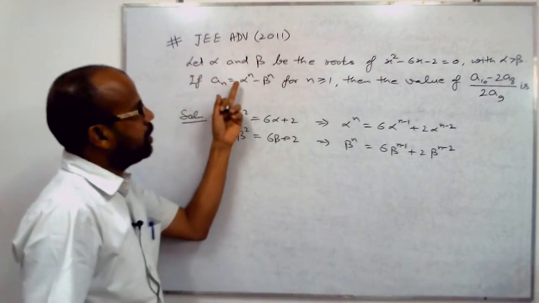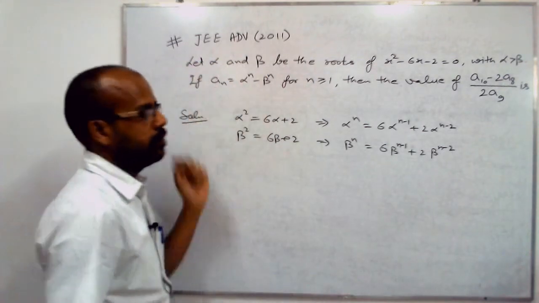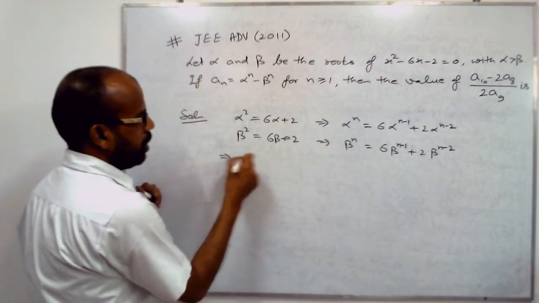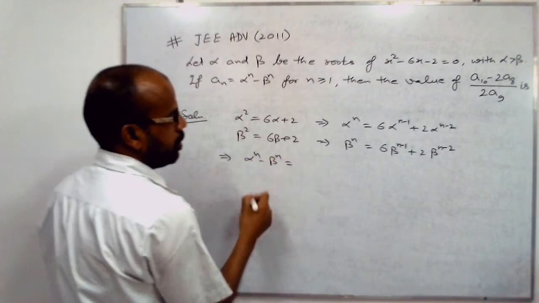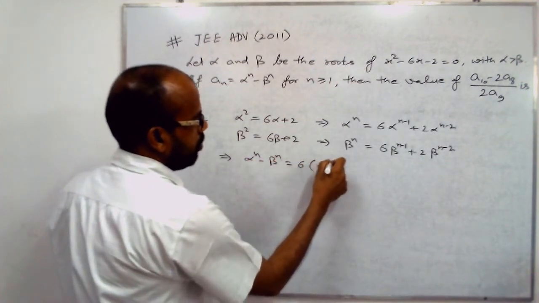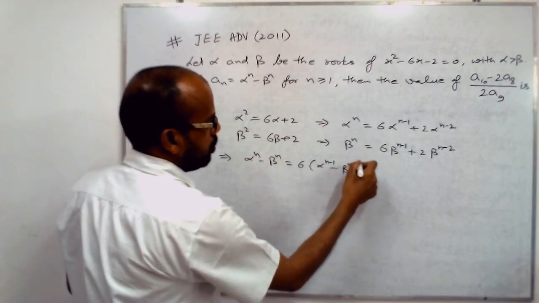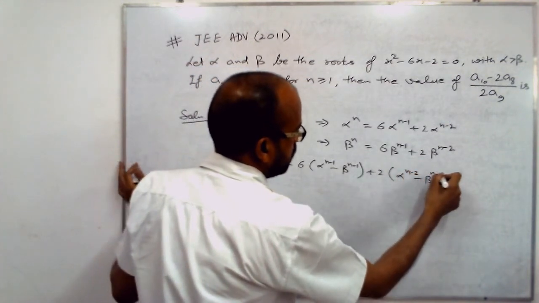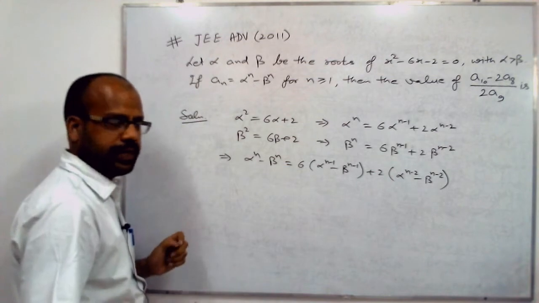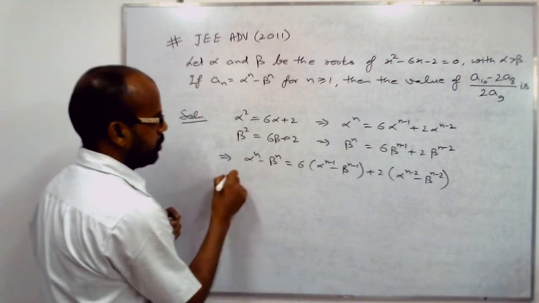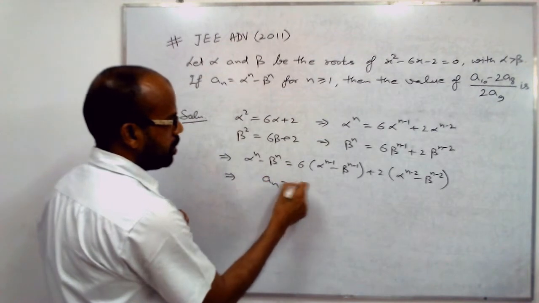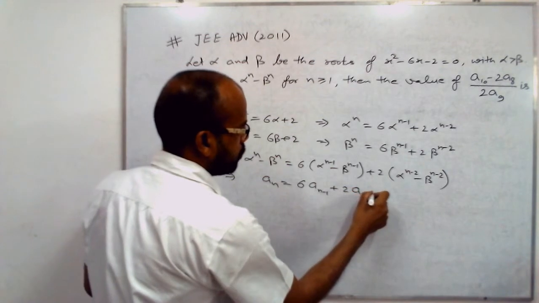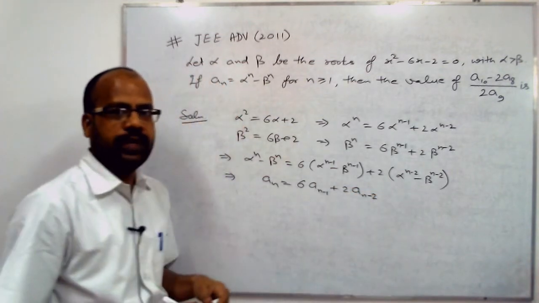Since an is representing alpha raised to the power n minus beta raised to the power n, we subtract the second equation from the first equation. So I get alpha raised to the power n minus beta raised to the power n is equal to 6 into (alpha raised to the power n minus 1 minus beta raised to the power n minus 1) plus twice (alpha raised to the power n minus 2 minus beta raised to the power n minus 2). Now this is represented by an, so therefore I have an is equal to 6 into an minus 1 plus twice of an minus 2. This is the recurrence formula we have derived here.